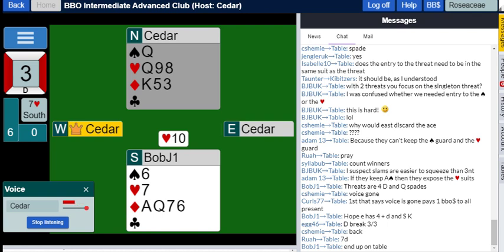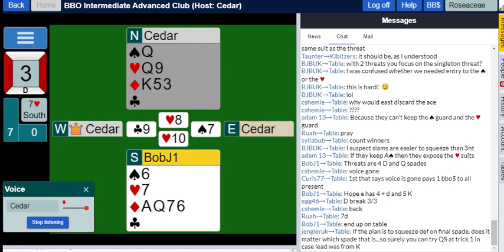Yep. It doesn't matter if you have extra winning cards in the threat suit. So although you could play off the ace and king of diamonds and just keep the queen, it's just as good to keep the extra cards because they have to keep extra cards as well. So what will he throw?